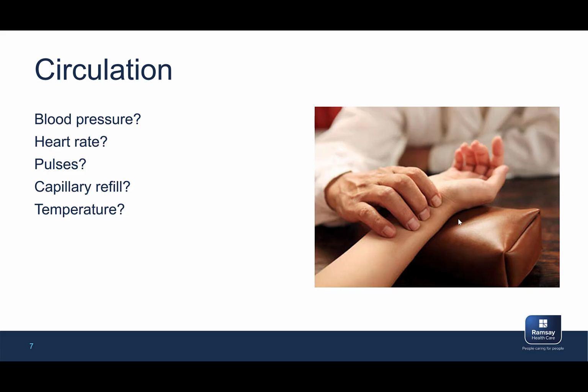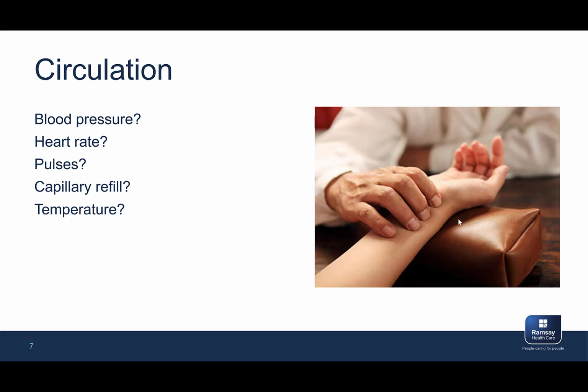The next letter is circulation. Here we're already checking blood pressure, the heart rate, the pulses, capillary refill, and temperature. If you're concerned, it's always good to not only rely on an automated blood pressure reading, but also on a manual blood pressure reading. What about the person's heart rate?